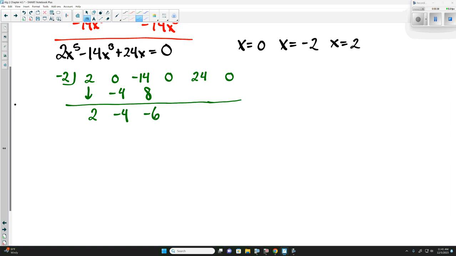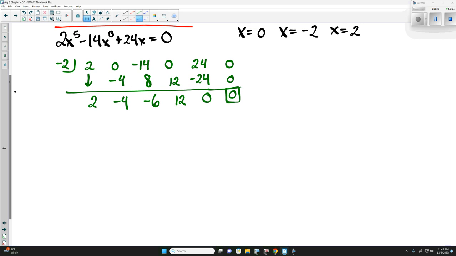-6. -2 times -6 is +12. 0 plus 12 is 12. -2 times 12 is -24. -24 plus 24 is 0. -2 times 0 is 0, and 0 plus 0 is 0. Since we found this to be a solution when graphing, we know the remainder had to be 0.